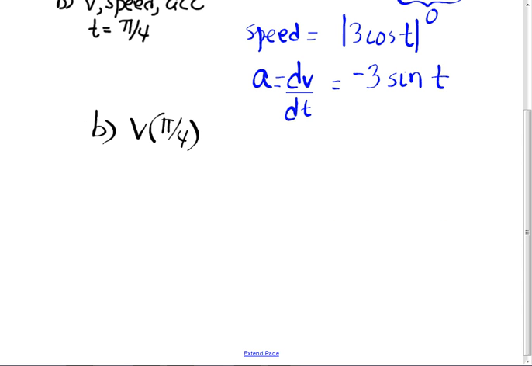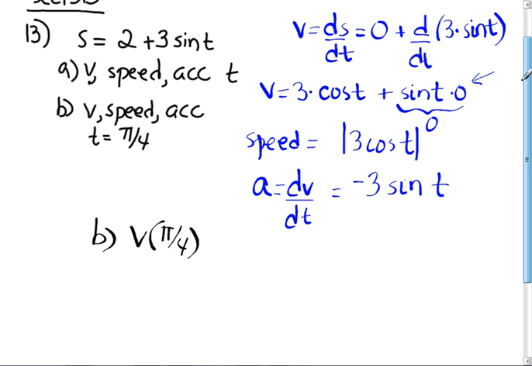Now we should know this. It's 3 times the cosine of pi over 4. If this is free response, you would just leave it, although you would have to know if it's positive or negative. What's the cosine of pi over 4?